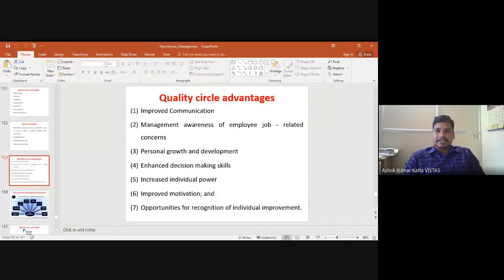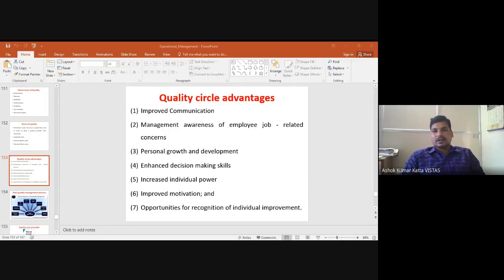Now, the next one deals with the circle and advantages, which talks about quality aspects. So what kind of advantages will you have once you understand the quality of the product?